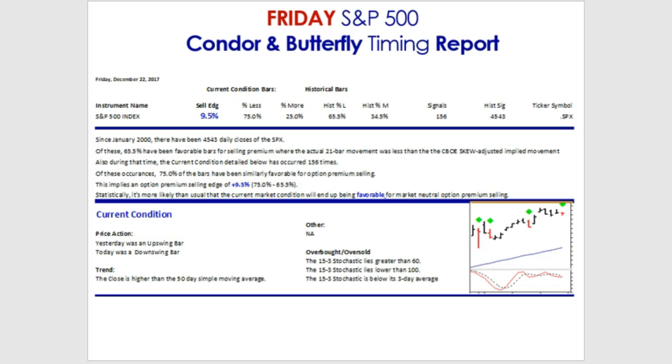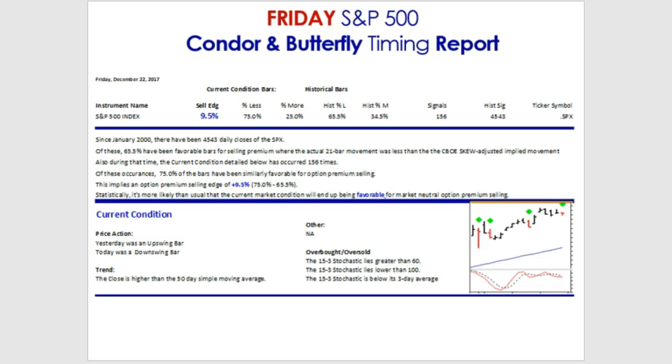And so in that environment, you want to do condors and butterflies, market neutral approaches that benefit from a market that's not as active as what the option prices are implying. So 2/3 of the time, the S&P has had those favorable bars.